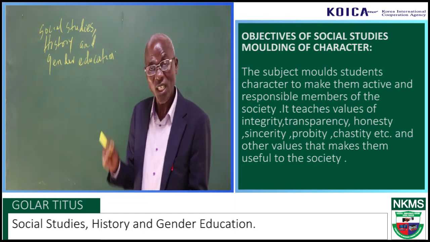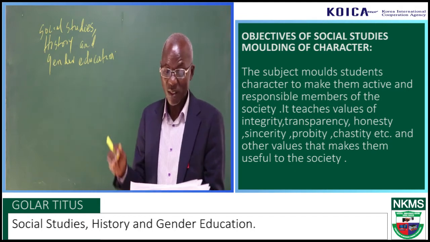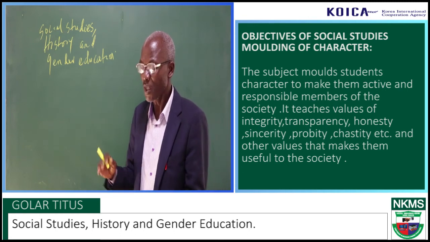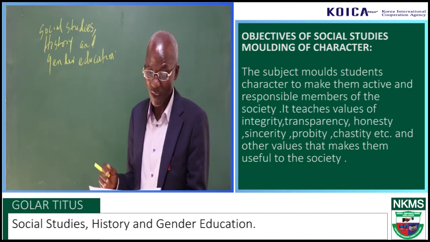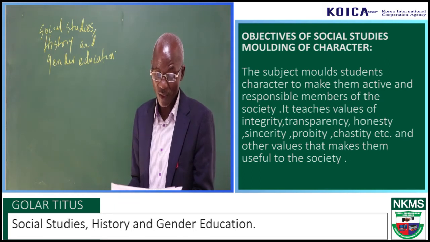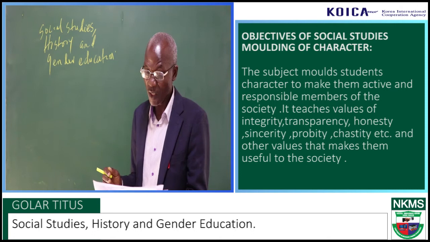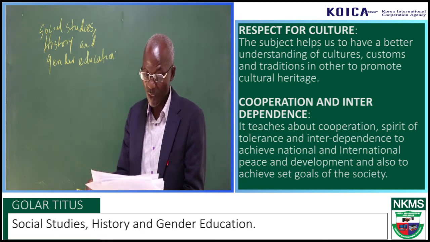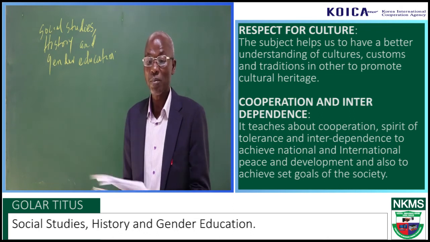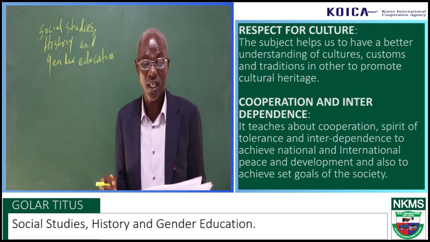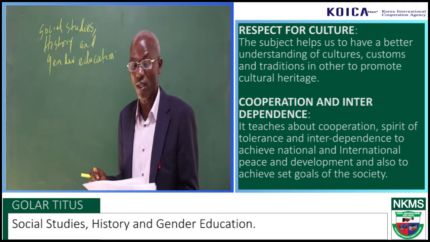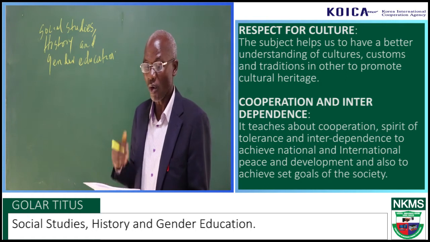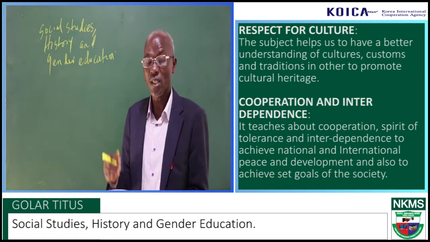It teaches the values of integrity, transparency, honesty, sincerity, and then probity. Chastity, the issue of keeping themselves without immoral acts, and then other values that make them useful for the society. Social studies also teaches about respect for culture. The subject helps us to have a better understanding of cultures, customs, and traditions of others in order to promote cultural heritage. Another objective is cooperation and interdependence. It teaches about cooperation, spirit of tolerance, and interdependence to achieve national and international peace and development of goals that are supposed to be achieved so that the society will move forward.